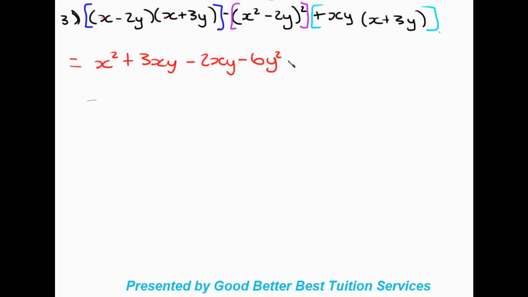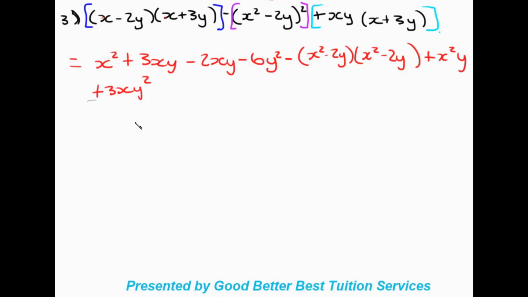Then we will bring down that negative to stay there. And this is going to be x squared minus 2y times x squared minus 2y, because this is our binomial squared. Just fix that, minus 2y. And then lastly, what we can do is work out this monomial times binomial. So xy times x is going to give me positive x squared y. And then xy times 3y gives me 3xy squared, and this is positive.